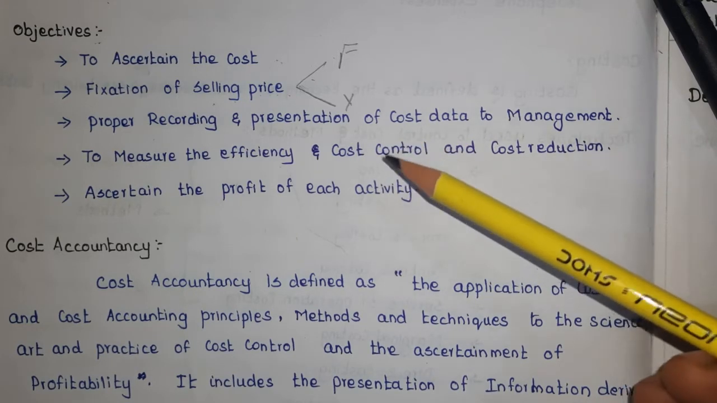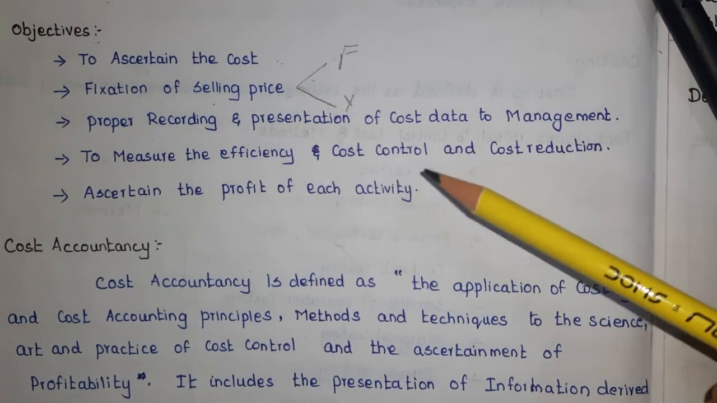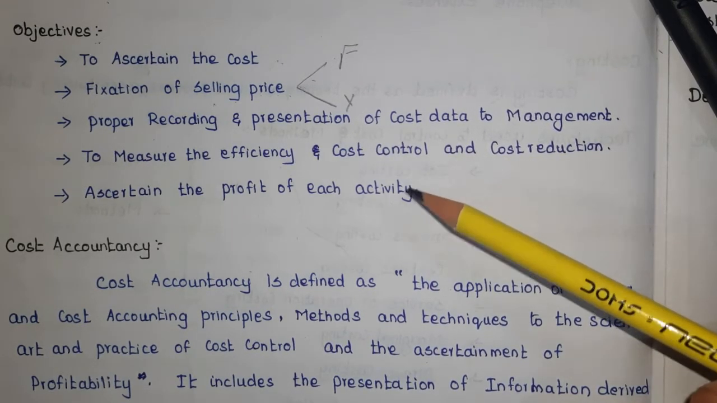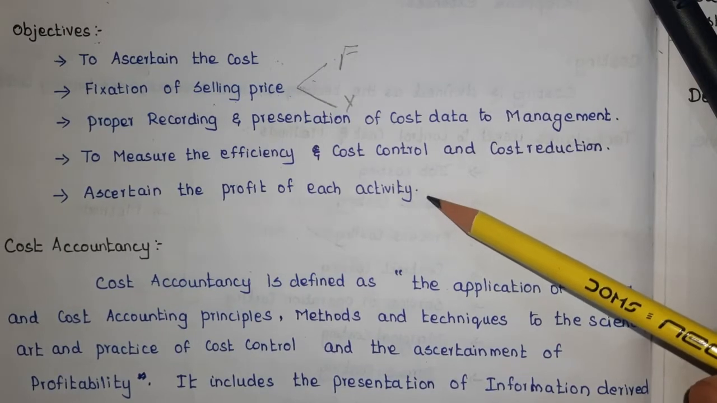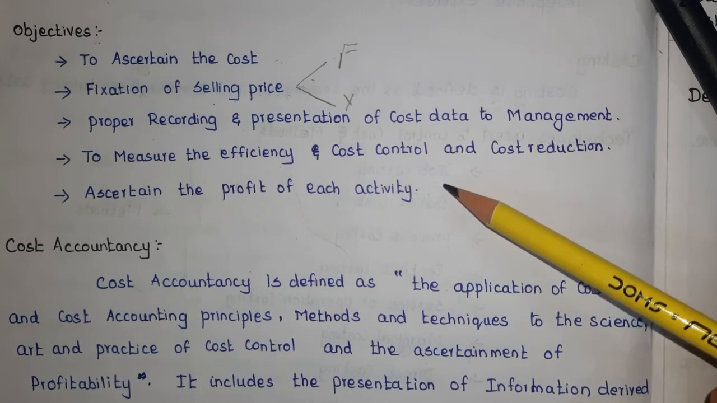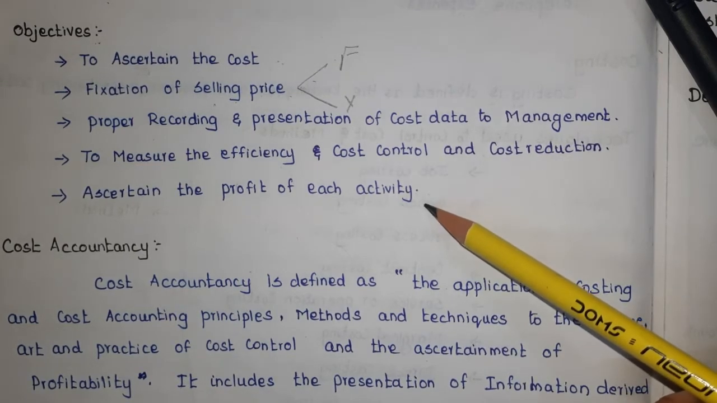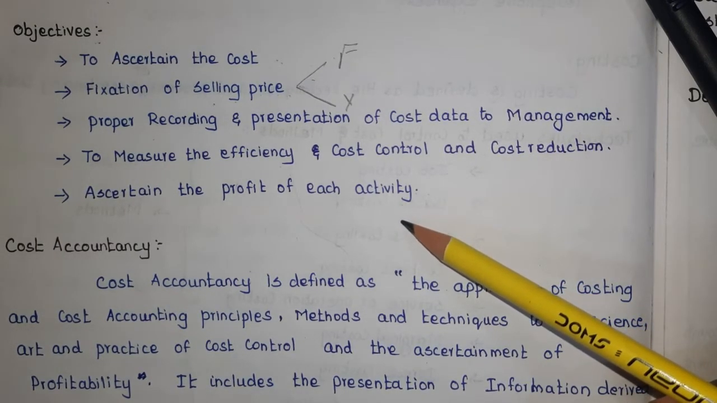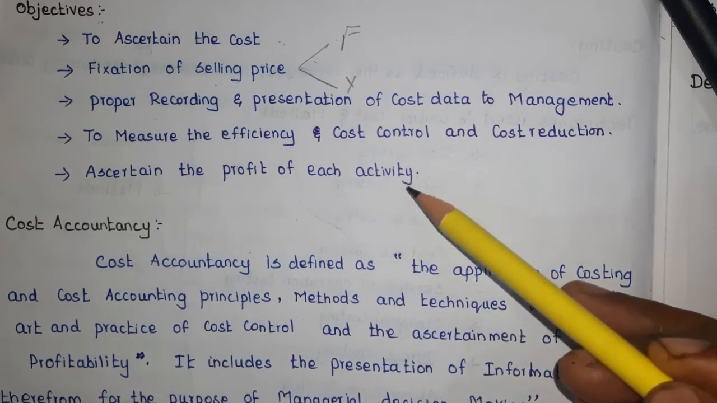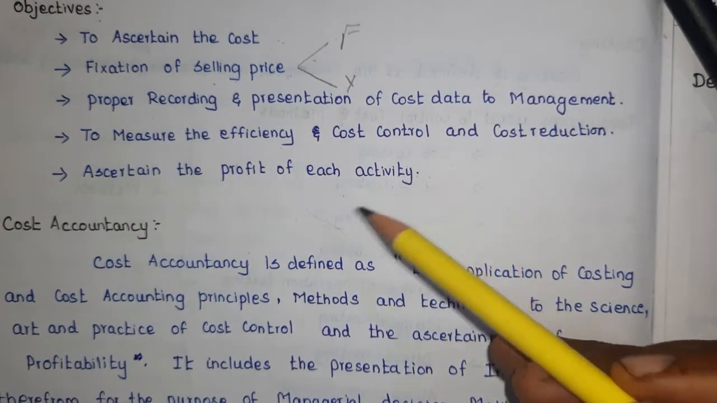The controlling function is performed by managers at different levels to ensure that operations, processes and other departments, including cost, are under control. Thus, cost accounting facilitates control by directing the attention of the management to specific areas where corrective action is needed. The last objective is ascertaining the profit of each activity. Cost accounting also aims at ascertaining the profit of each and every activity. It produces statements at such intervals as the management may require.